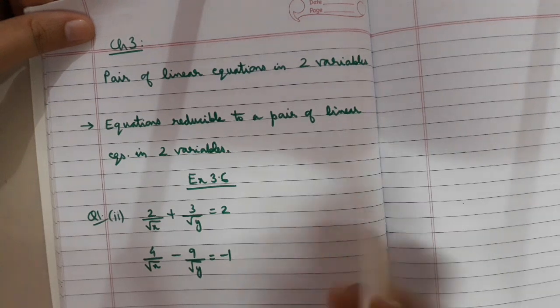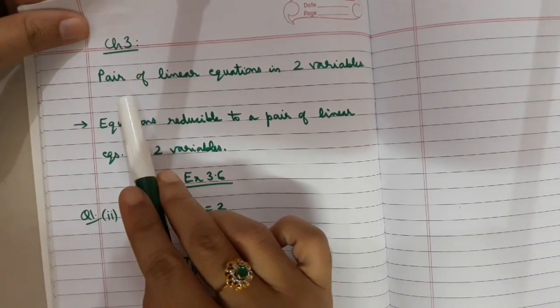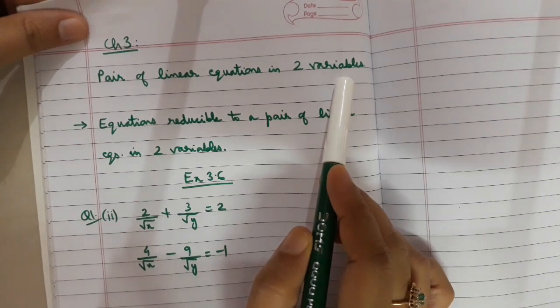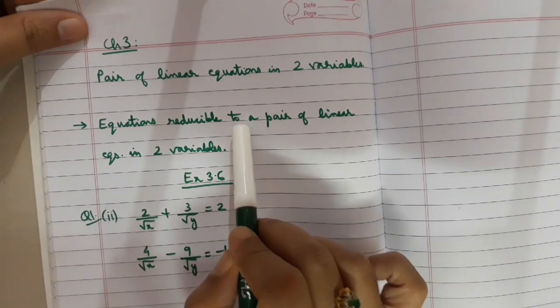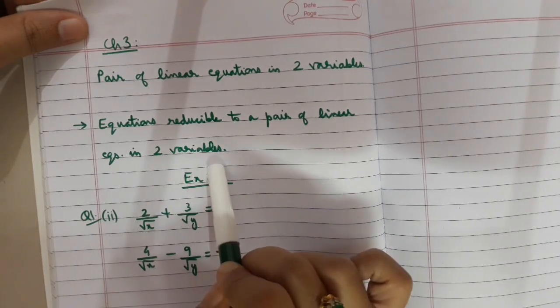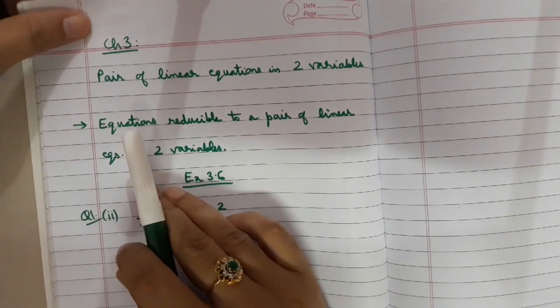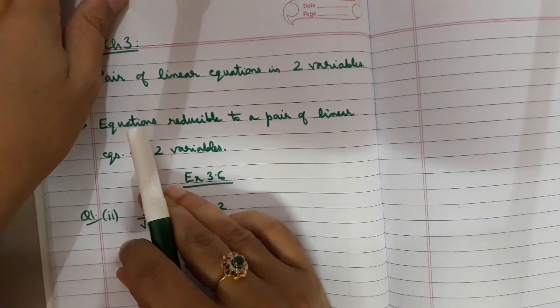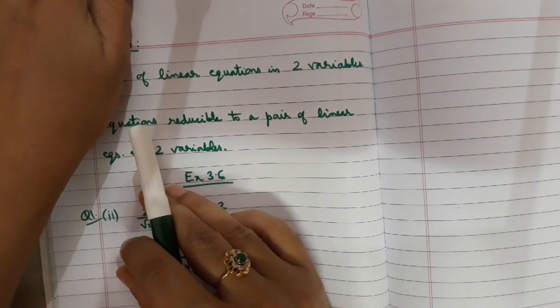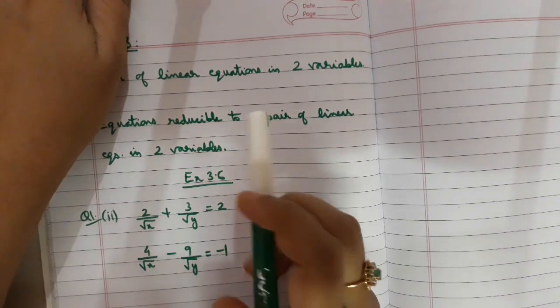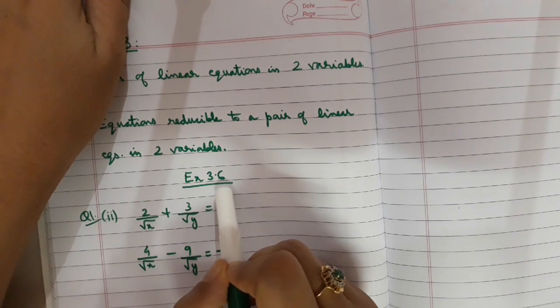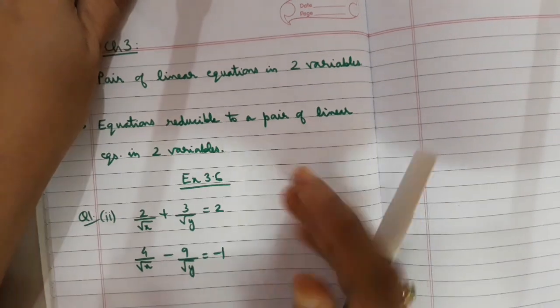Good morning, students. Let us continue with chapter 3, pair of linear equations in two variables. Today we will discuss equations reducible to a pair of linear equations in two variables. In this we will study how to find the solution of equations which are not linear but can be reduced to linear form by making some substitutions. So for this, let us start off with exercise 3.6. Let us do some parts.